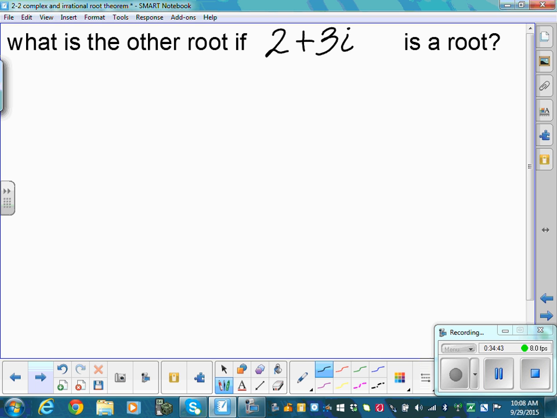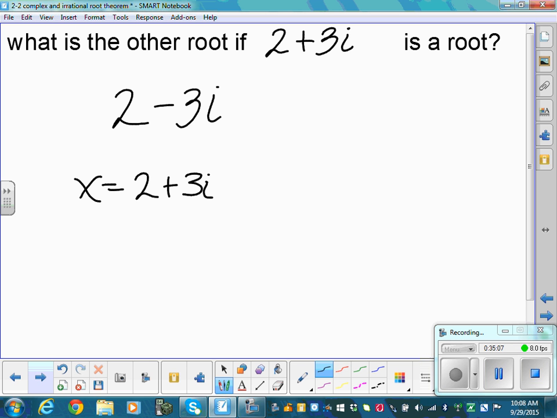What's the other root if 2 plus 3i is a root? What's the other root? There's one other. 2 minus 3i. Okay, so the answer is 2 minus 3i is the other root. Very good. Any questions on that? So we would have two roots: x is equal to 2 plus 3i, and x is equal to 2 minus 3i. We have two complex roots. They're conjugate roots. Good. Next one.